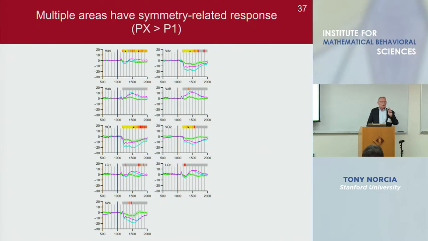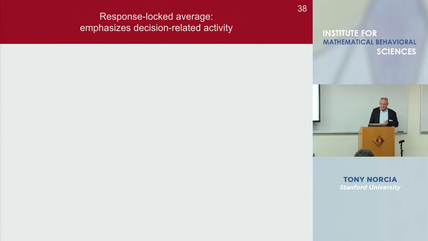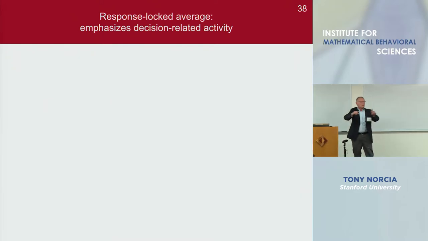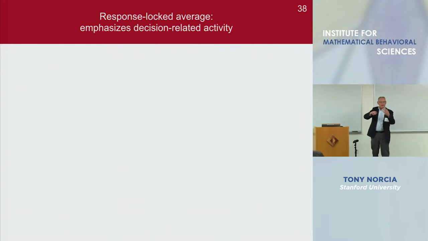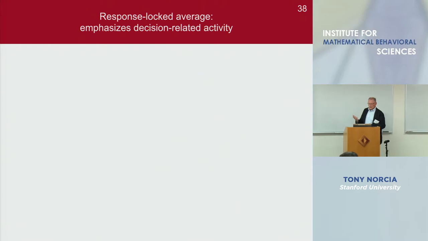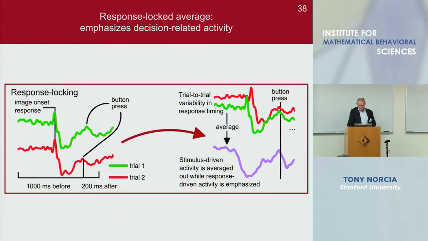But we want to go beyond, can an area encode symmetry, to the question of, does the activity in that area predict what your reaction time is going to be? Because are fluctuations in activity in that area related to fluctuations in your behavior? And the way we get at that is we use response locked averaging. So we can now trigger the averaging to when you push the button. And then we look backwards in time from the button press to look at activity that's consistently related to the time the button goes down. And that will emphasize decision-related activity.